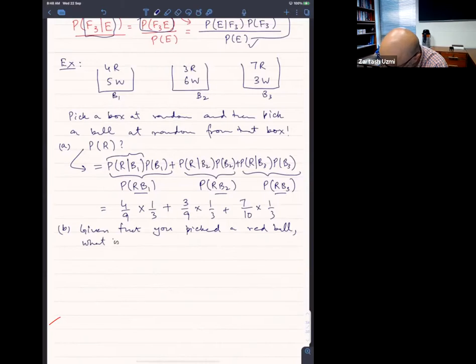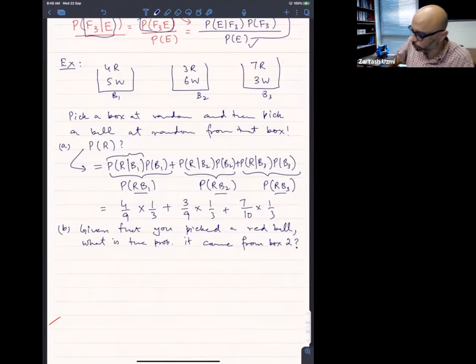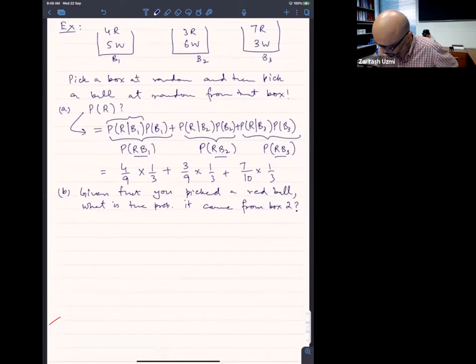that it came from box 2? What is the probability it came from box 2? That is, they are asking the probability that you selected B2 at the first stage. So very easy. We are being asked the probability of B2 given red ball. Here you can apply Bayes rule directly, or it is easy to solve this as well.